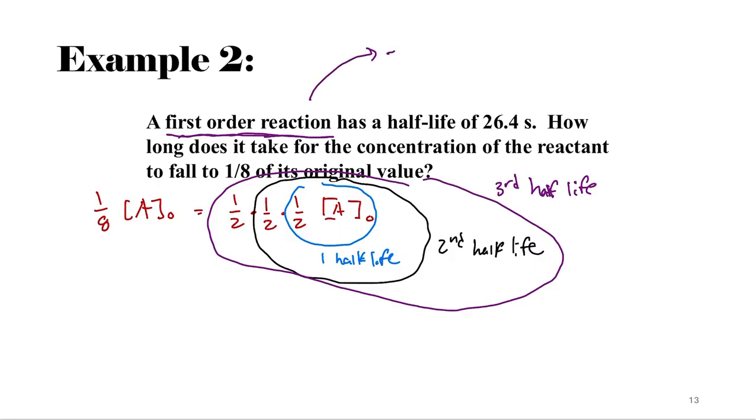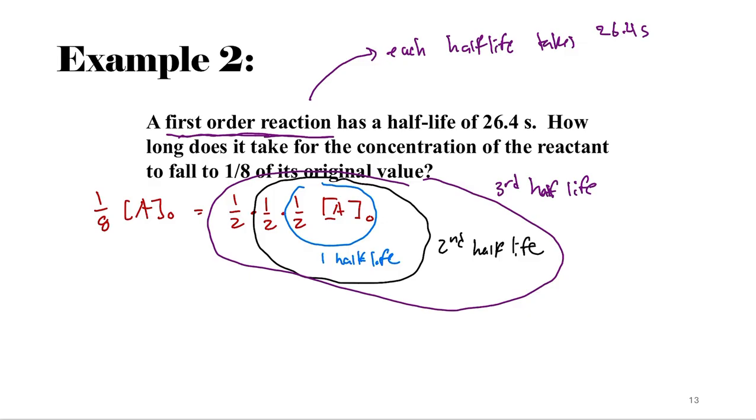This means that each half-life takes 26.4 seconds. If it was a 0th order reaction, then the half-life would decrease as the concentration decreased, right? So the first half-life would be 26.4. The second half-life would be a different half-life. We would need to know the rate constant to get the second half-life. And the third half-life would be even smaller than the second half-life.